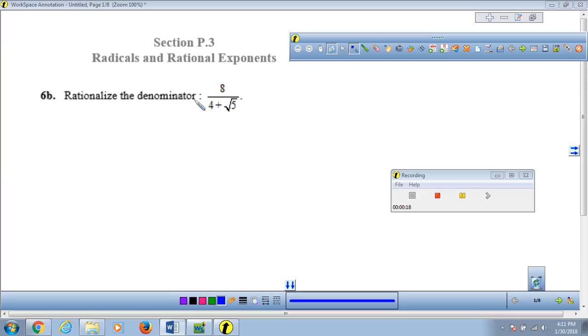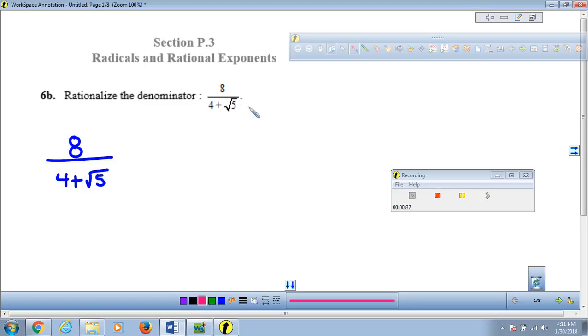Rationalizing the denominator. Rationalizing a denominator is the process that you use for getting rid of the radical from the bottom part of a fraction. So to get rid of this radical from the bottom part of a fraction, you're going to do something that is called the conjugate. The conjugate of this expression is going to be 4 minus the square root of 5.